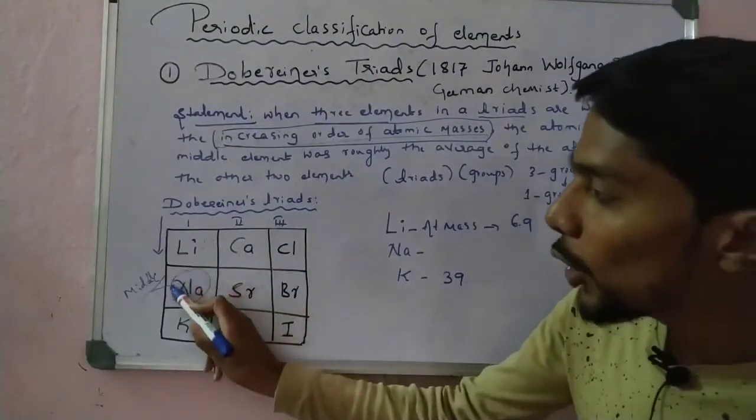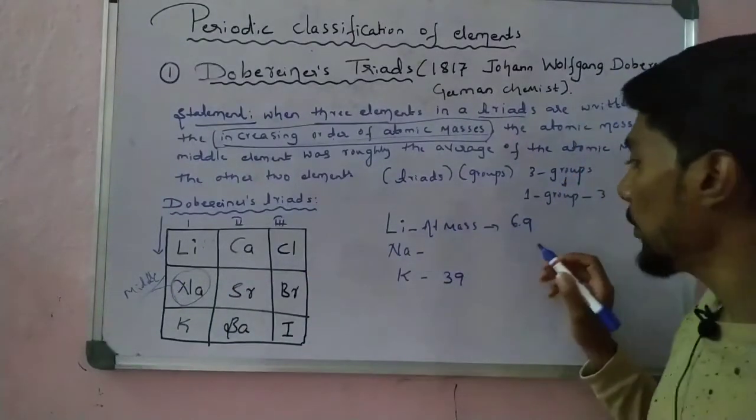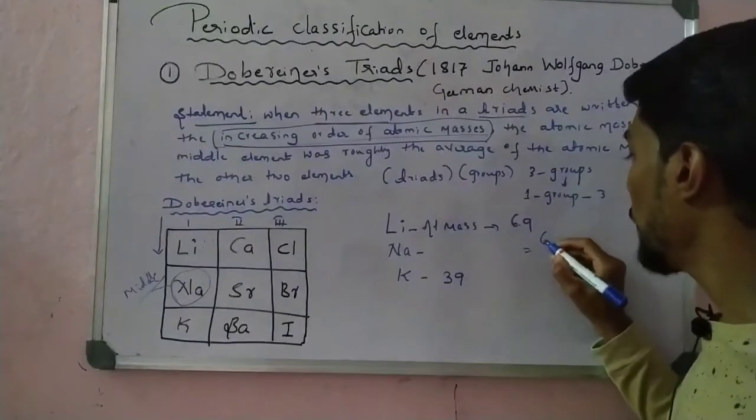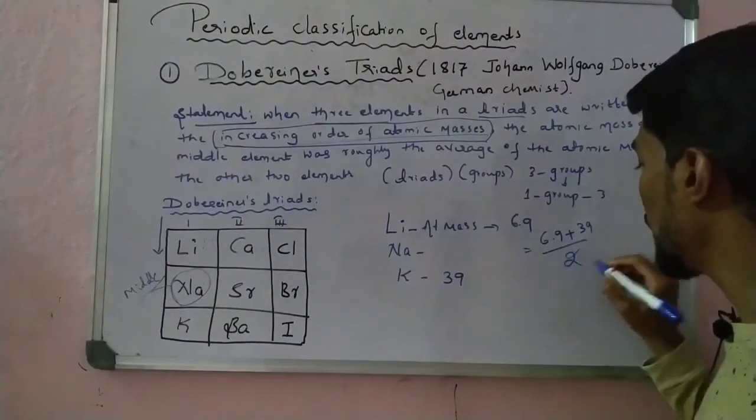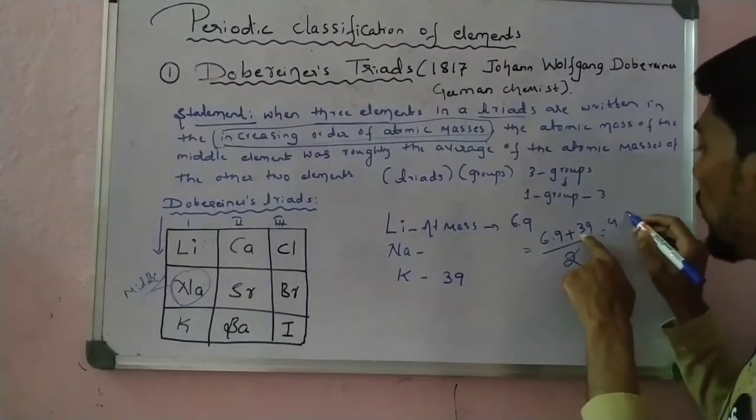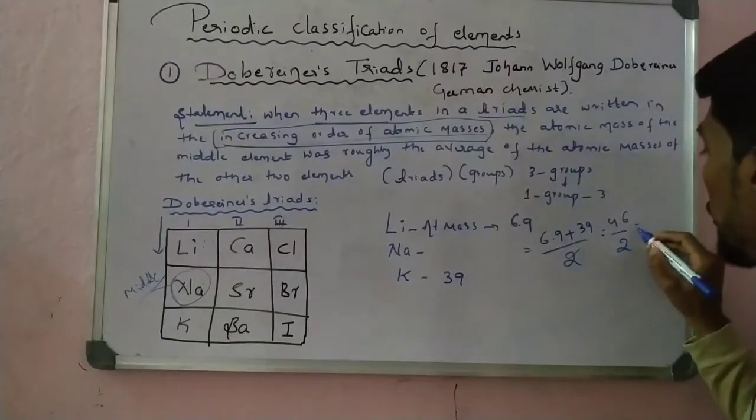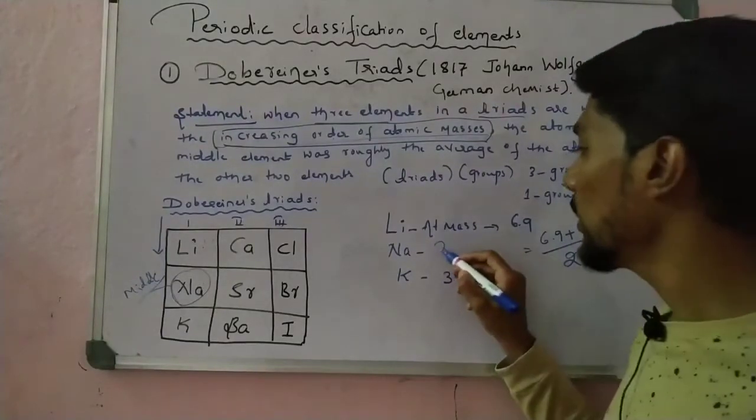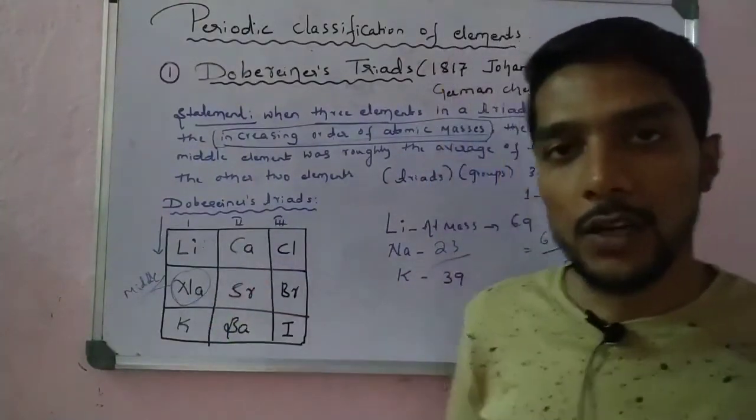Let us see. The middle element's atomic mass must be the average of these 2, right? So take the average of these 2: 6.9 plus 39, divided by 2. How much is it? It is around 46, approximately 46. 46 divided by 2 is 23. So an atomic mass of 23 is nothing but sodium, right? So that is the average.